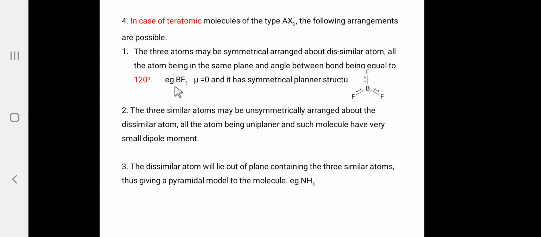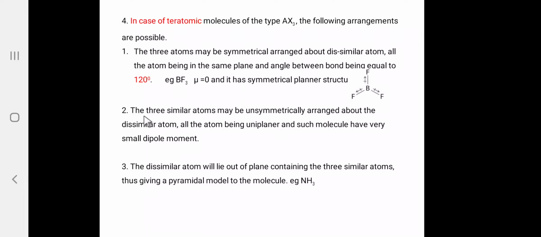So here the example is BF3. This is the structure of BF3, and here the angle is 120, here also the angle is 120, here the angle is 120. That means this BF3 has a symmetrical or planar structure. So here mu is equal to 0 in the case of BF3. That is, a BF3 molecule is a non-polar molecule, it does not have a dipole moment. That is why mu is equal to 0, because of the symmetrical or planar structure. This is case number 1.